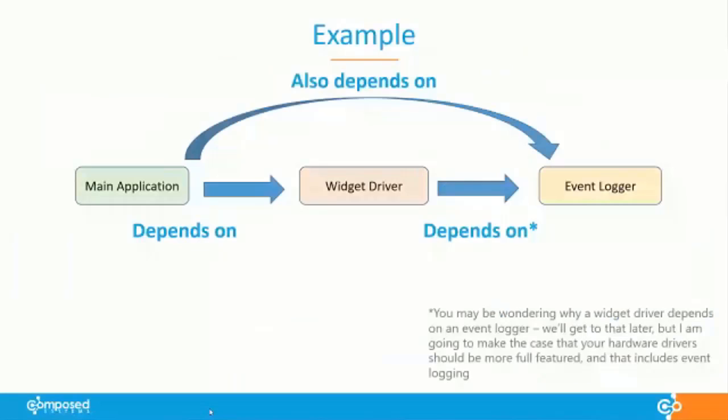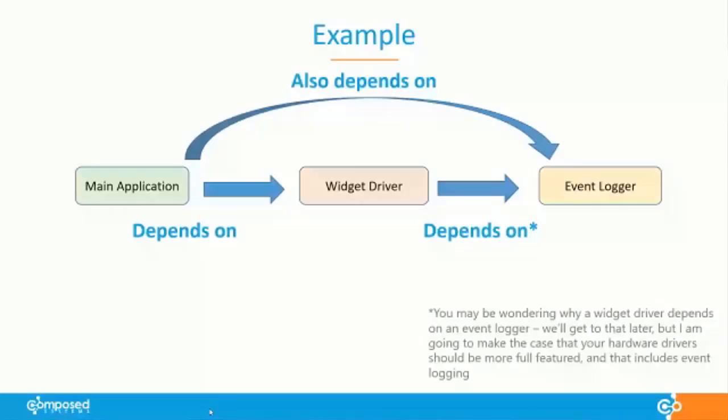So let's look at a quick, simple example to think about when and where we should create these layers. Our main application depends on some sort of widget driver, which also depends on an event logger, and our main application also depends on an event logger. And we think that this is probably bad.